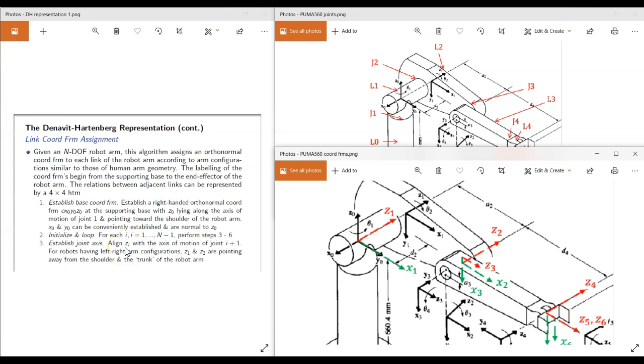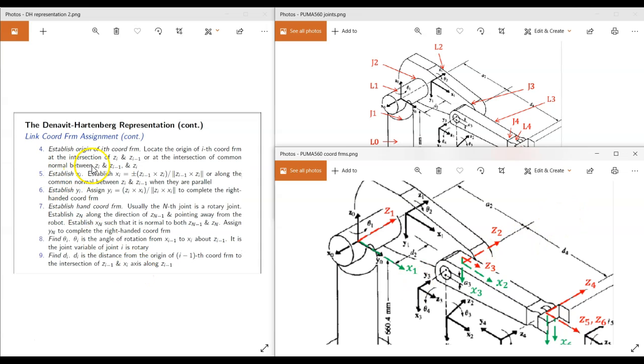Okay, so let's look at Z2. To establish Z2, we have to look at joint number 3. This is joint number 3, right? And its axis of rotation is along this line. So Z2 should be along this line. And according to step 3, because our PUMA 560 in this case is left arm configuration, Z2 should be pointing away. So that's why the arrow shows that way. So this is our Z2.